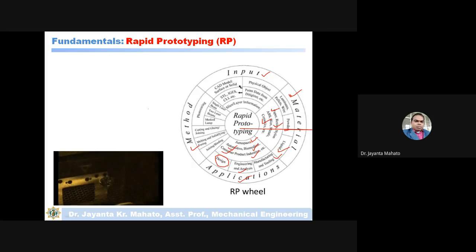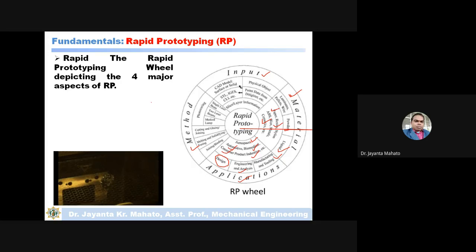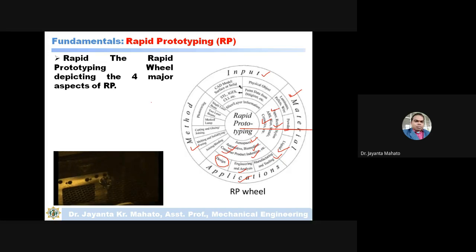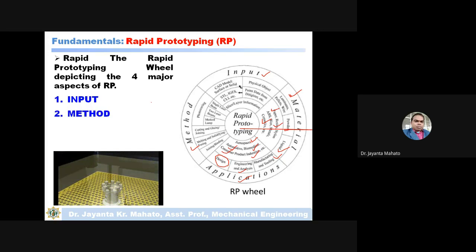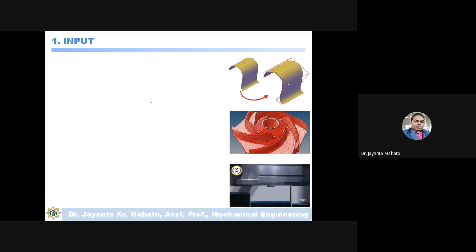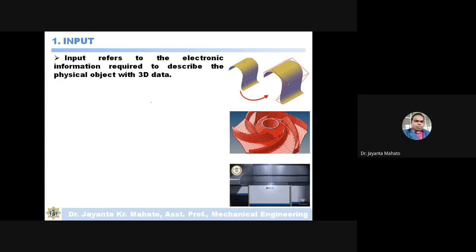Okay. So this is actually called the rapid prototyping wheel, and this rapid prototyping wheel has four major aspects: input, methods, materials, and applications. So first, input. Input refers to the electronic information required to describe the physical object with 3D data.